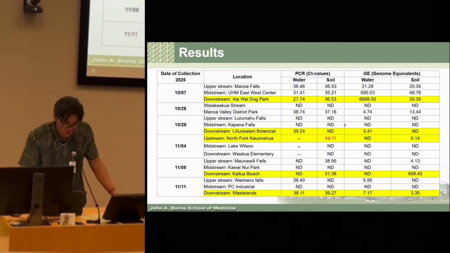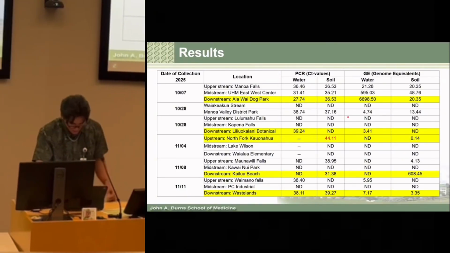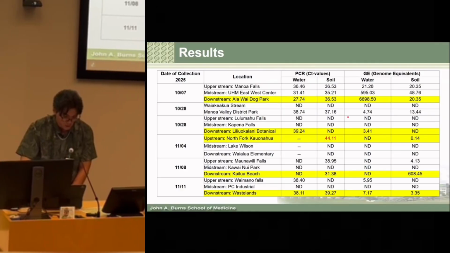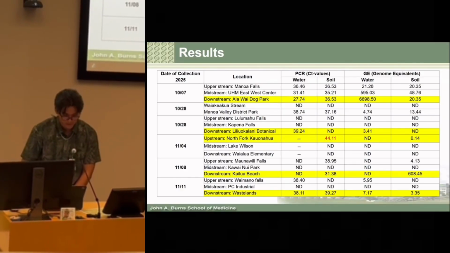From this data, we also saw that the Ala Wai Manoa downstream had the highest water contamination, and the Kailua Beach downstream of Monowili Stream had the highest soil contamination of leptospira.